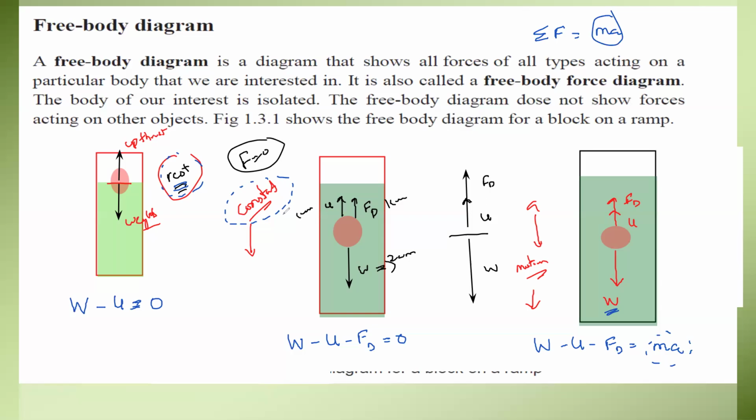So if an object is at rest or it moves at a constant speed, in that case we will consider no resultant force. But what if the object is accelerating? If an object is accelerating, then the resultant force should be equal to ma.